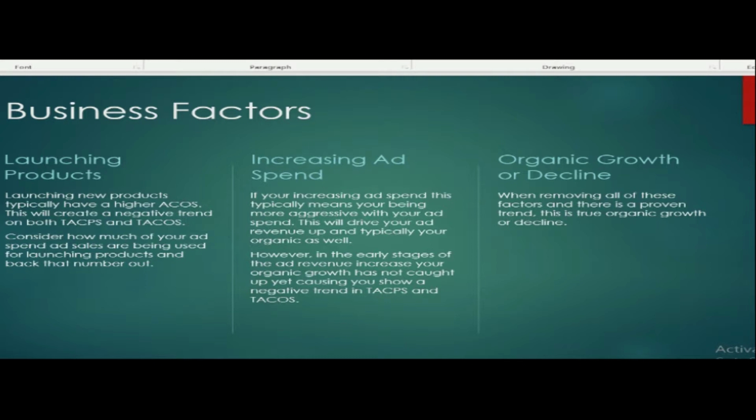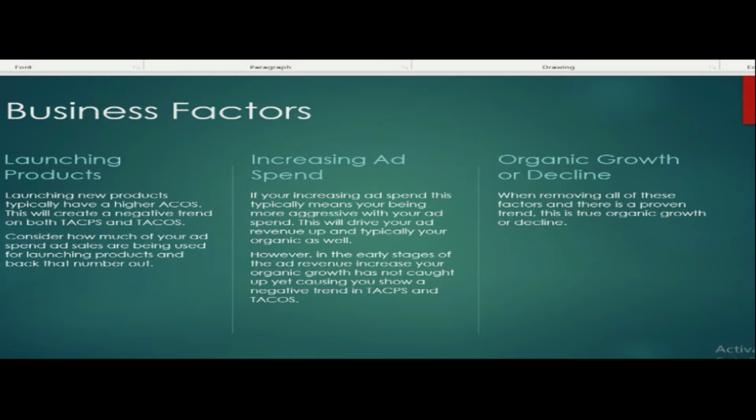Another factor is, are you increasing your ad spend? If you're increasing ad spend, this typically means you're being more aggressive. This will drive your ad revenue up and typically your organic sales as well. However, in the early stages when you increase that spend, your ad revenue will increase, but your organic growth is not going to catch up for a bit. So during that time, you're going to see a negative trend. You want to consider those factors as well.